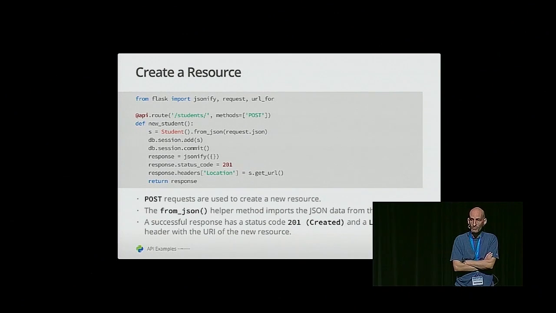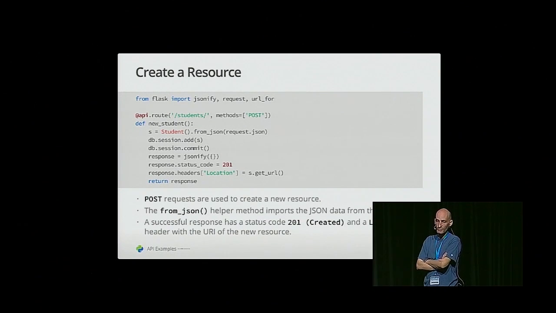So this is a POST request. The RESTful principles say that when you need to create a resource, the client needs to send the request as a POST to the collection URL. So that goes to students, the generic URL. And the way I do this is I create an empty student, and then I call another method that I have in there, from_json. This is the reverse of the to_json that I showed before.